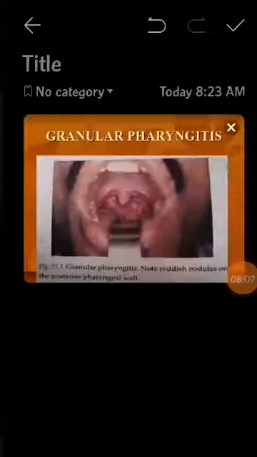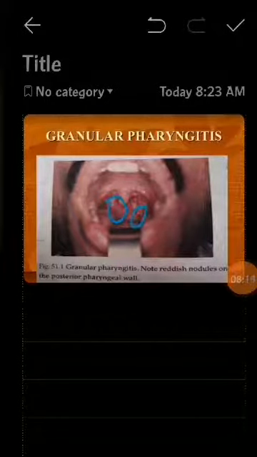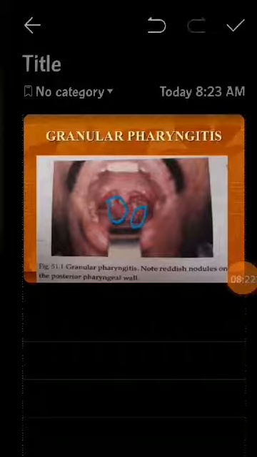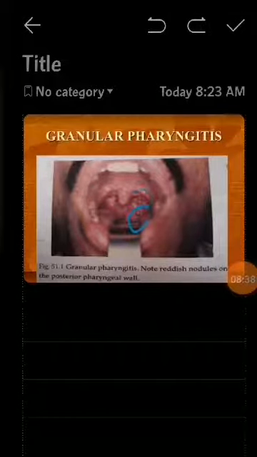We can see here granular pharyngitis. In granular pharyngitis, the pharyngeal wall appears thick. But in this condition, we can see some dilated vessels and also some reddish nodules. You can see them, and some are very subtle. In simple pharyngitis, there is no such nodule. This pharyngitis is called granular pharyngitis.